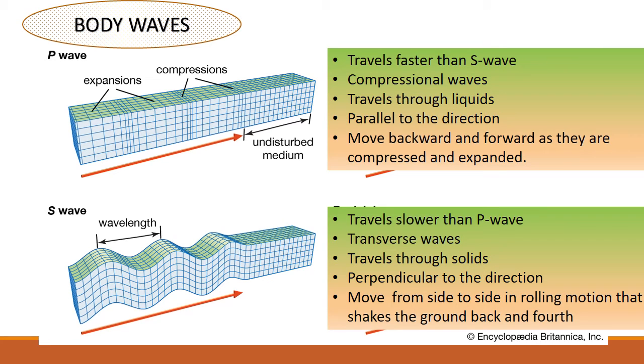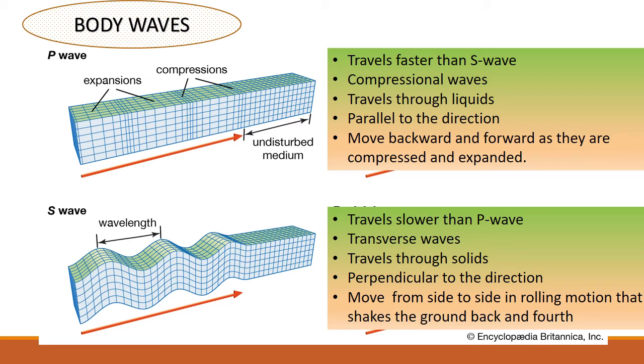So, body waves, specifically the first one is the primary wave. It can travel faster than the S wave. It is also known as compressional waves. It can travel through liquids. And the movement is parallel to the direction of the wave. It can move backward and forward as they are compressed and expanded. So, makikita nyo sa illustrations. Okay? So, the movement is only forward and backward.